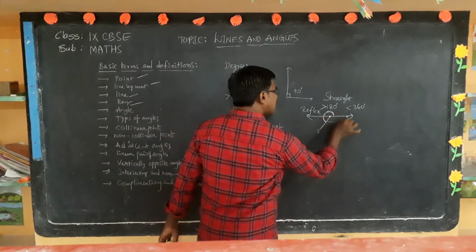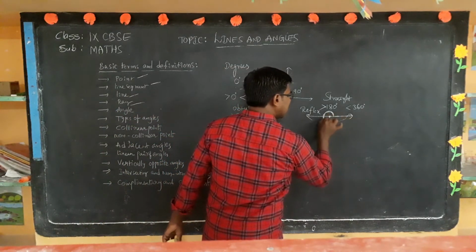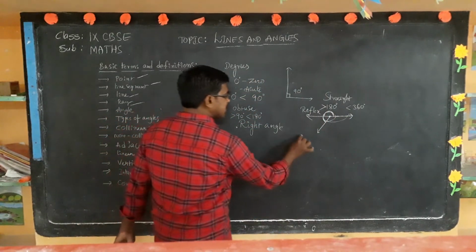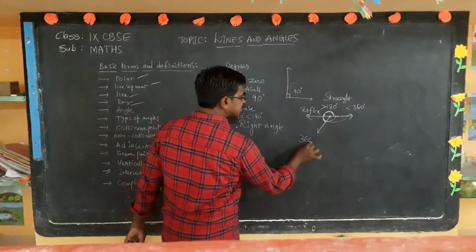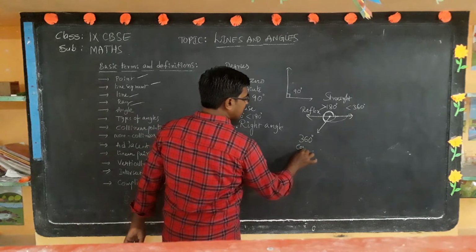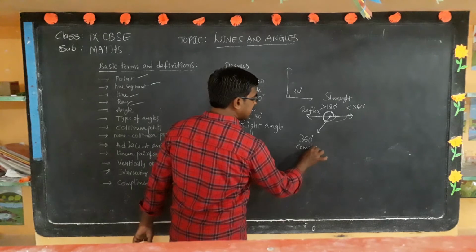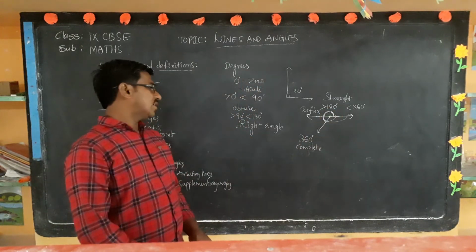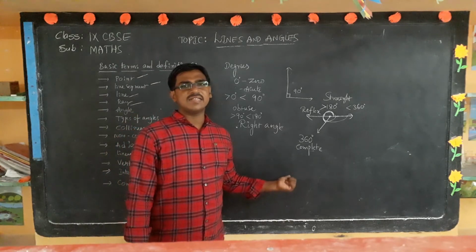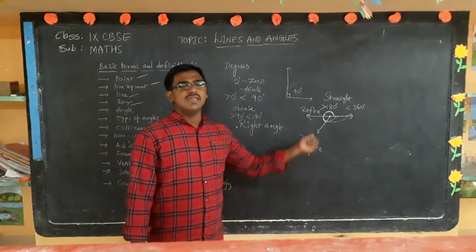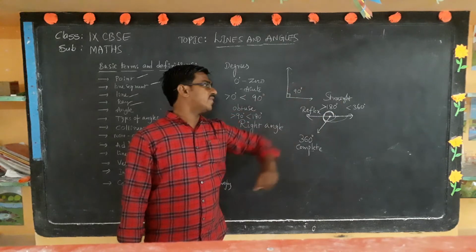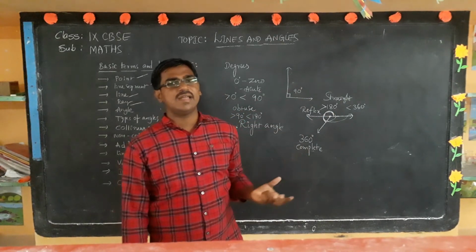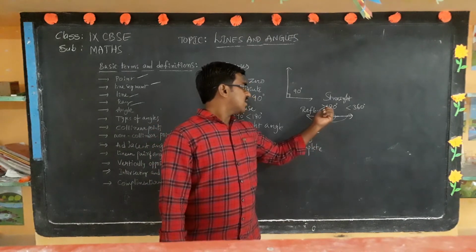Again, if both rays are coinciding with each other, then it completes a round. Nothing but the measure of the angle is 360 degrees. If the measure of an angle is 360 degrees, it is called a complete angle. So generally we are using acute angle, obtuse angle, right angle, straight angle, reflex angle and complete angle.